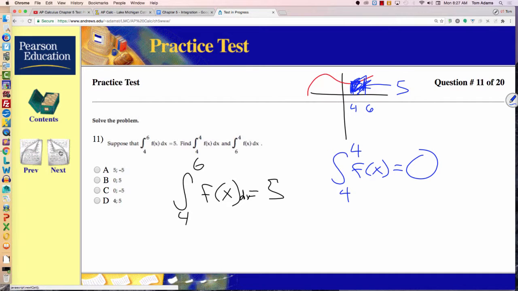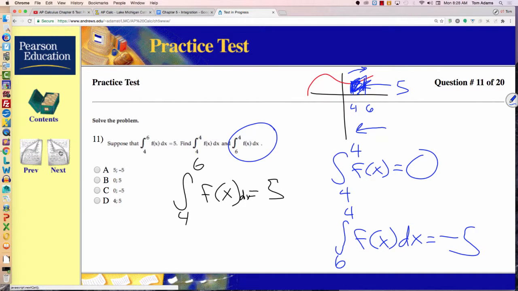Now, the next one, this one here, is a property. If I say the area from 6 to 4, this is just one of the properties of integrals. It's negative 4 to 6. Whenever we flip the upper and lower boundary, the area under the curve is the same, but instead of measuring it from here to here, we measure it from here to here, so it becomes a negative 5.